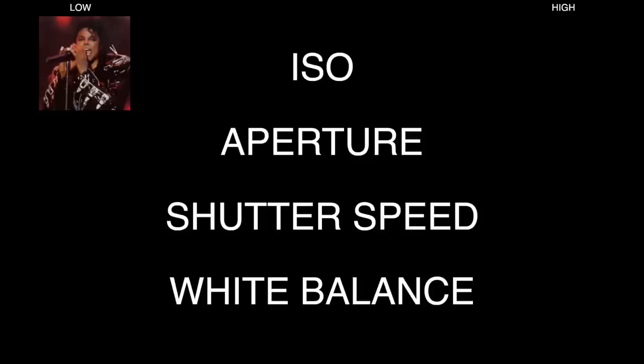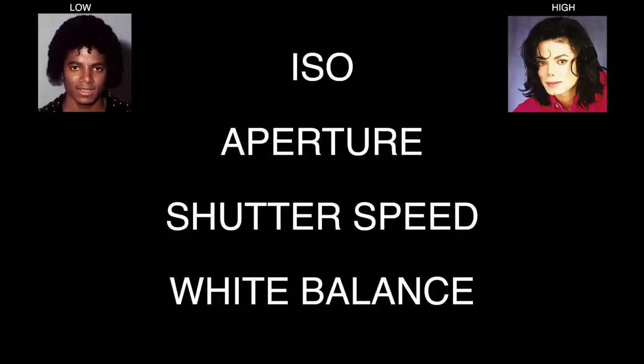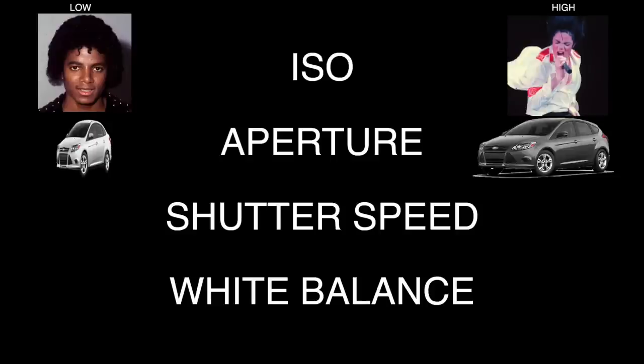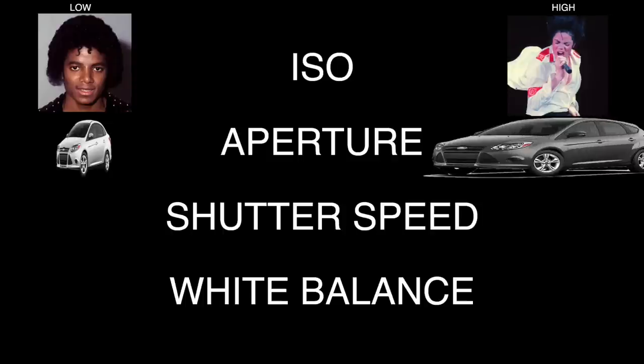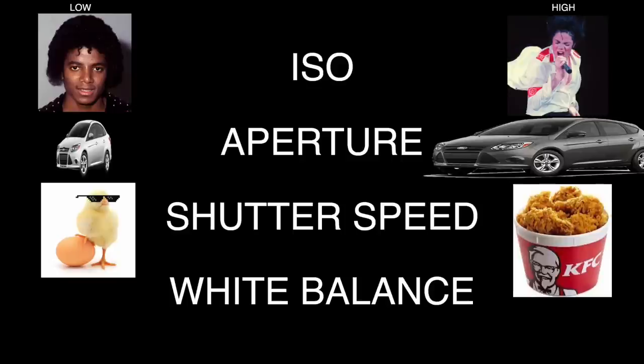Okay, so let's recap. A lower ISO means a darker shot, but with less graininess in the image, so it's quieter. And a higher ISO is a lighter shot, but more noisy. Low aperture is brighter, but with a narrow focus. And high aperture is darker, but with a wider focus. Now low shutter speed is brighter, but with smooth motion. And high shutter speed is darker, but with crisper motion. And white balance, well that determines the temperature of your image. And for this, well, I just use the presets.